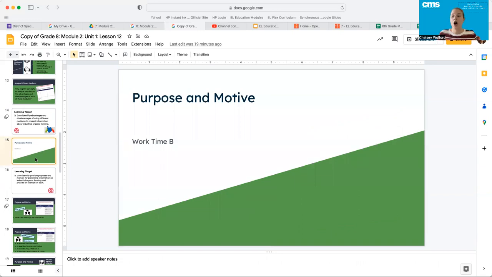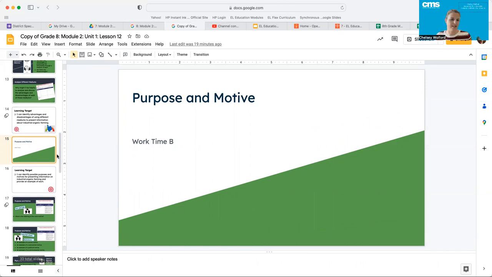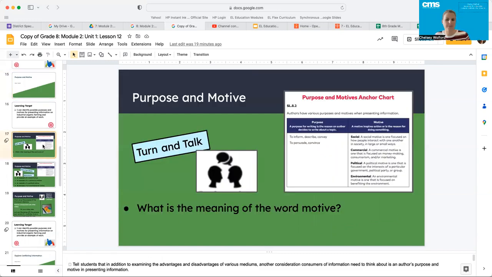All right, guys, so hopefully you generated some good conversation from that. So now we're going to move on and talk about the purpose and the motive. So the purpose of showing something in a photograph versus via audio, okay? Think like that. That's the way that we're going to take this conversation.